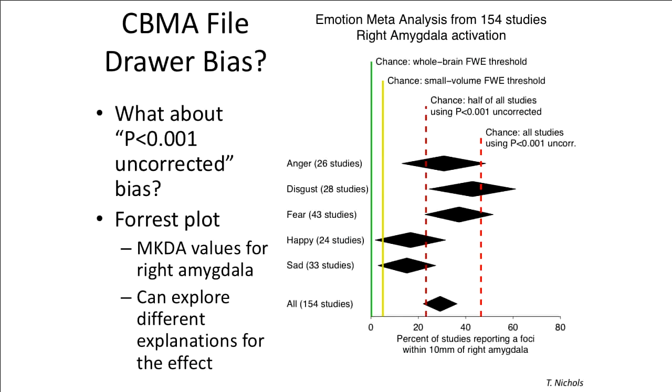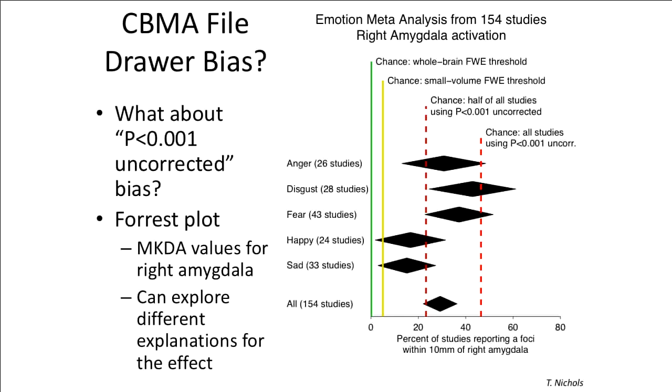And so this is interesting. These are all the different counts, and here's the overall count. About 30% of the studies showed a response in this region. You can ask, is that different from 0? Yes, there's definitely something there. But you might ask, what if every one of those studies just used p less than 0.01 uncorrected? Then by chance, you would find a response in the right amygdala sometimes.